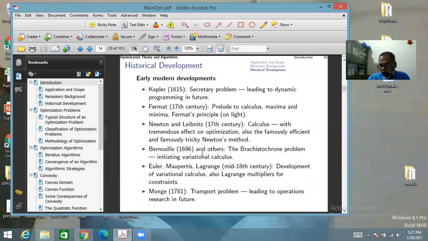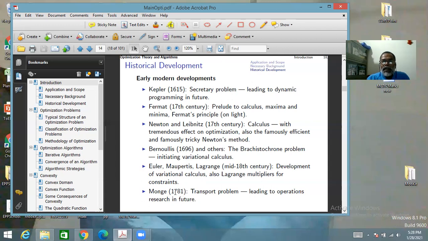Bernoulli and others started on the famous Brachistochrone problem that initiated variational calculus in the same century. And just the next century, variational calculus got a lot of development through Euler, Maupertuis, Lagrange. You know Maupertuis' principle of least action. And Lagrange, of course, Lagrange multipliers.